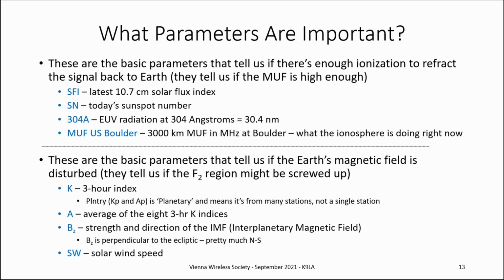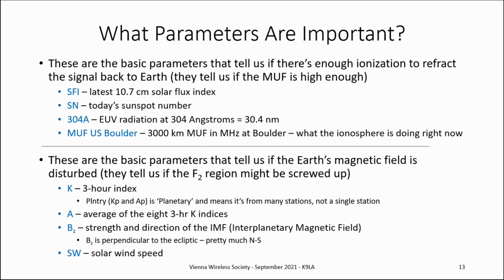The K index is a 3-hour index. It's a logarithmic scale from 0 to 9. If you see a P appended to it, that means it's a planetary index. A planetary index means it's from many stations. So it's trying to give a worldwide picture of the K index, not just a single station if it's just K. So if you see KP, it's more of a worldwide index.